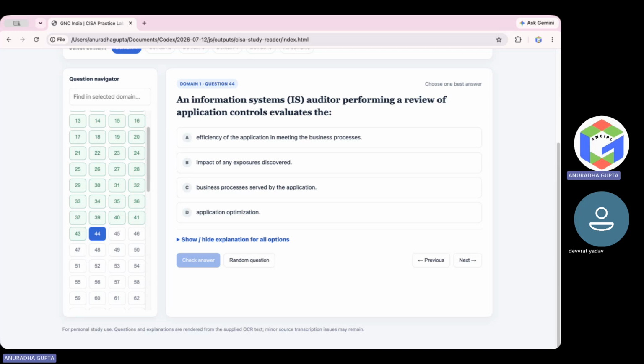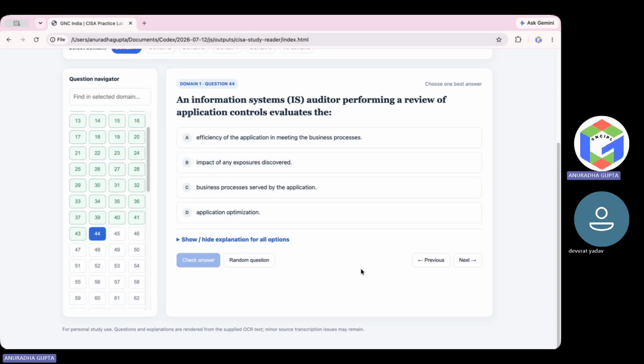So exposure: the auditor has to look at whether there is any impact from the vulnerabilities if they are exposed. The rest of the things will come later, but initially that will come first. So B will be the best option, right?